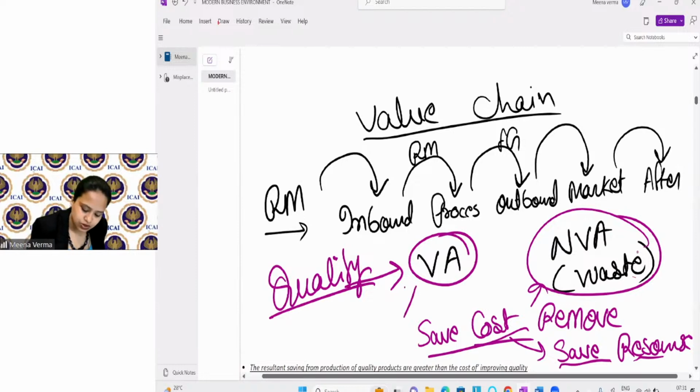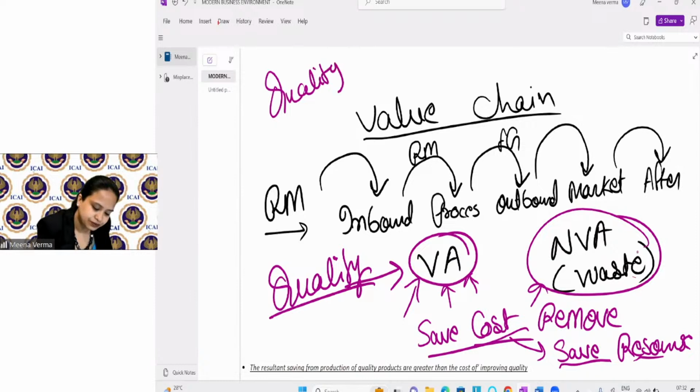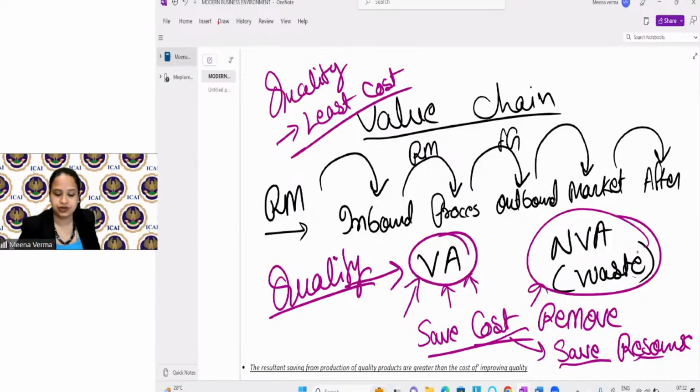And since you are focusing only on value added activity, it will improve the quality of your product, right? You will get the best quality product, right? So yes, it is possible. You can get the best quality product at least cost. This is possible. We have learned this in value chain also, right?